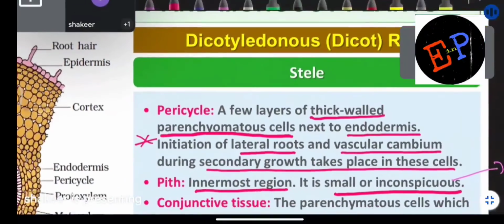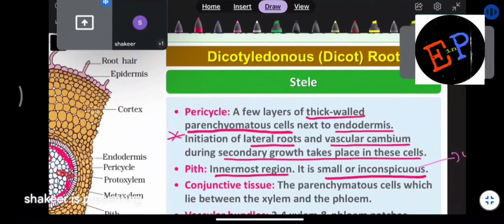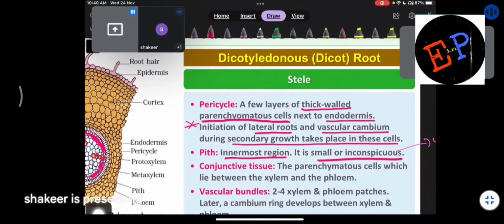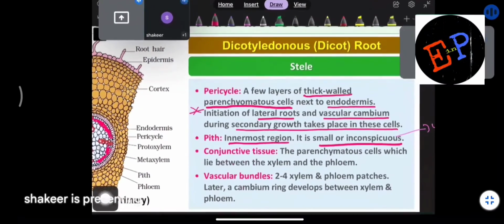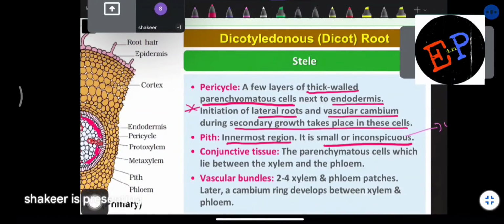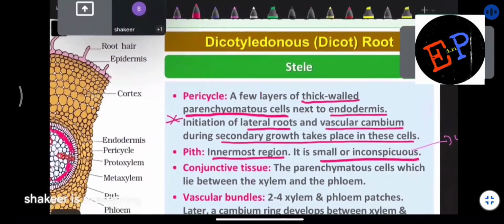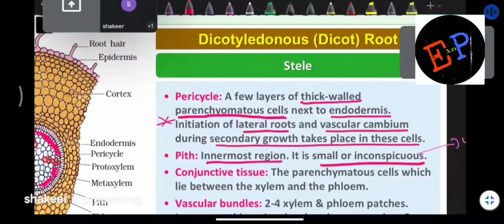And already we have studied what is meant by pith, no? It may be soft. It may be spongy and it may be used for storing starch also. So when some trees are cut in the middle, you see a soft tissue inside, in the center. That soft tissue is nothing but pith. Clear, ma? That's it. Next, conjunctive tissue.